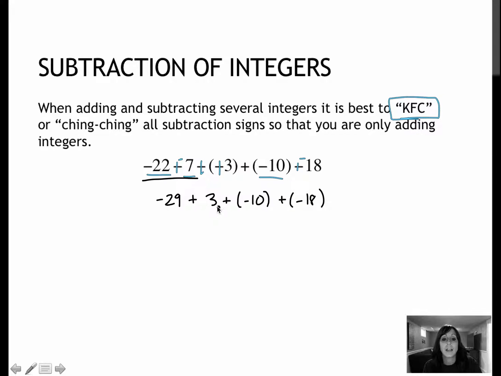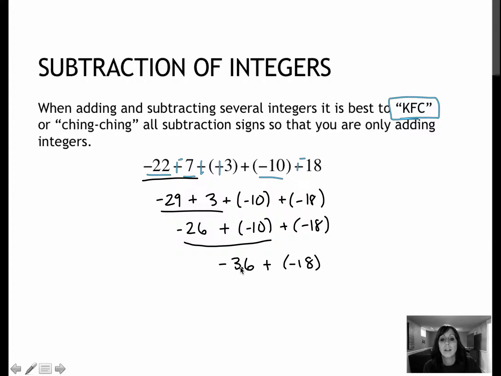Now -29 plus 3, I'm going to combine those. They're different signs. I find the difference. Recopy everything else. Combine -26 and -10 to -36. And now I'm going to combine -36 and -18 to -54.